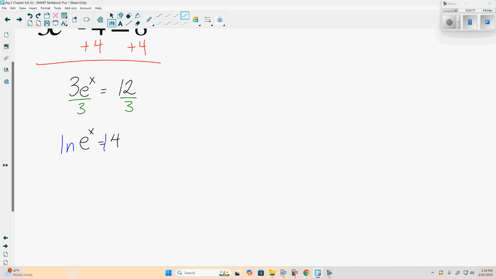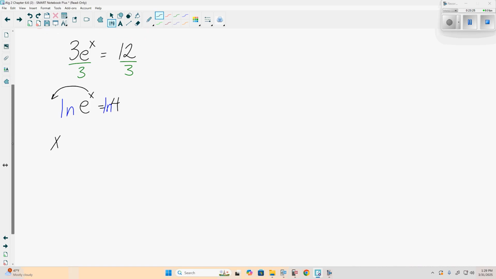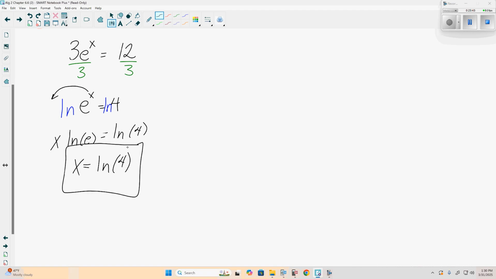All right, guys. At this point, we can apply the natural log to both sides. So we get x times the natural log of e equals the natural log of 4. Well, the natural log of e is 1, so we're just left with x. Since x is by itself, we are done. All right, guys, focus in. We ready for the next one?